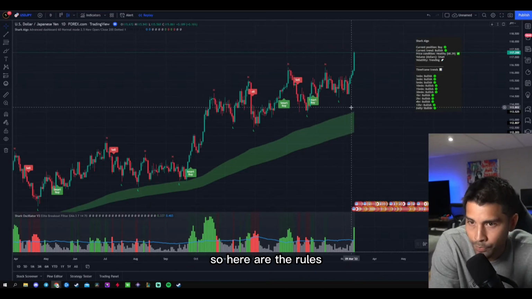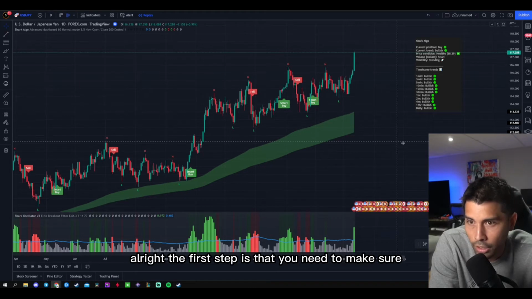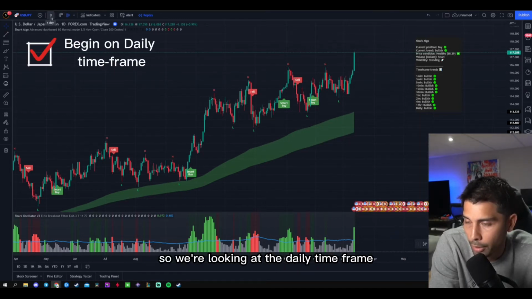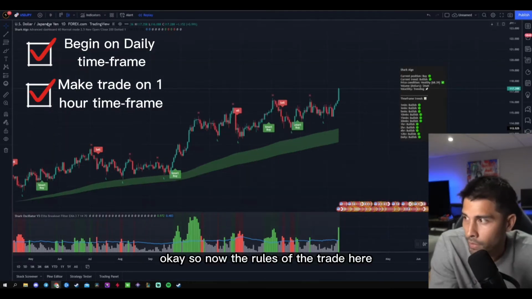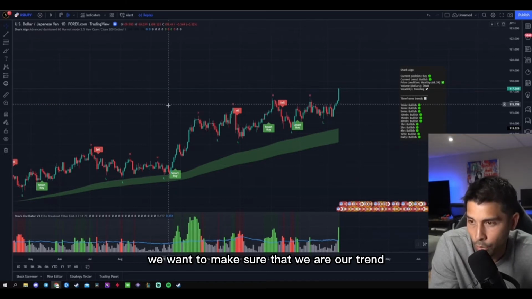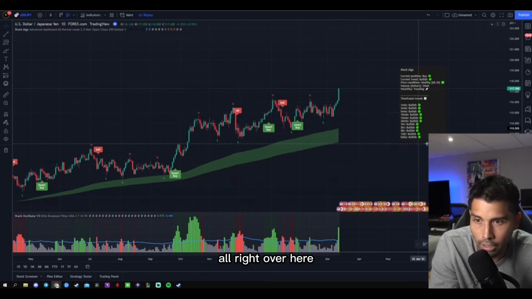So here are the rules. All right. First step that you need to make sure is you need to make sure that you're on the daily time frame. All right, so we're looking at the daily time frame, and what we're going to do is we're actually going to make the trade on the 1 hour time frame. Okay, so now the rules of the strategy, we want to make sure that our trend, all right, over here is matching.